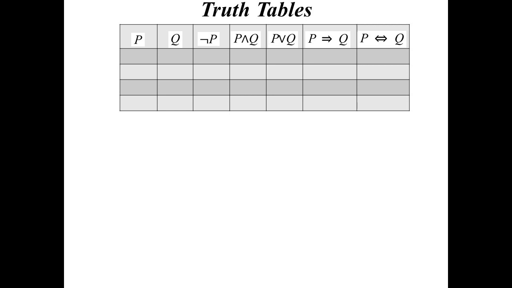Truth tables. Here's basically our table, our rules that we can use. So here's all the different things we could have. I've got two statements, P and Q. I could negate P, well I could also negate Q, but the column would be the same for what I'm about to do, so I just put that there. We could have P and Q, P or Q, P implies Q, and P is equivalent to Q.